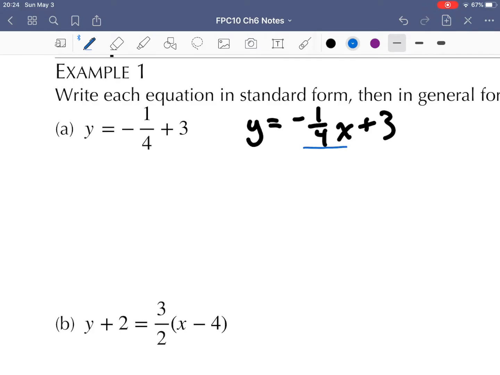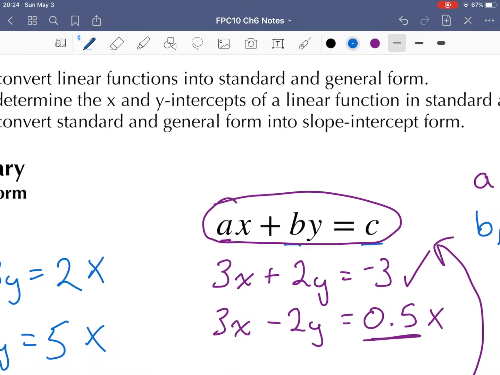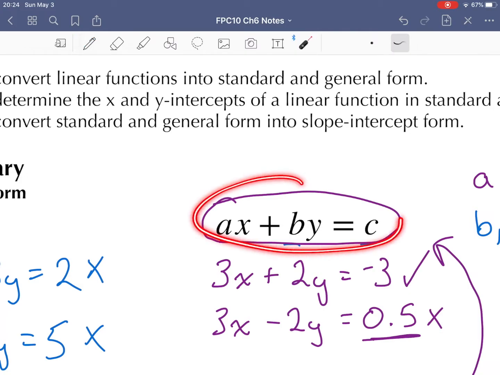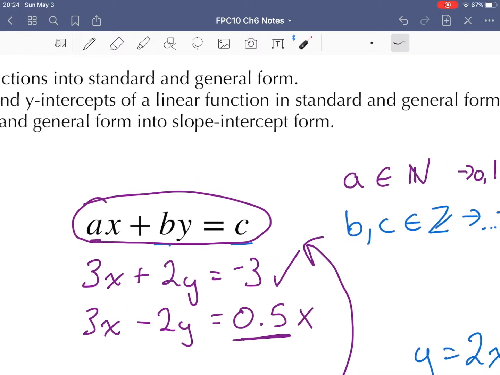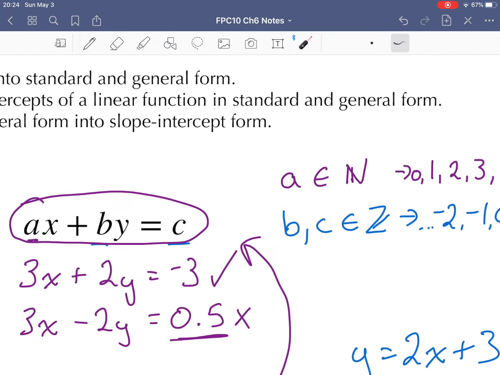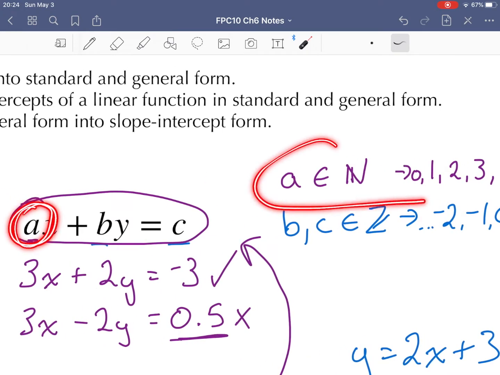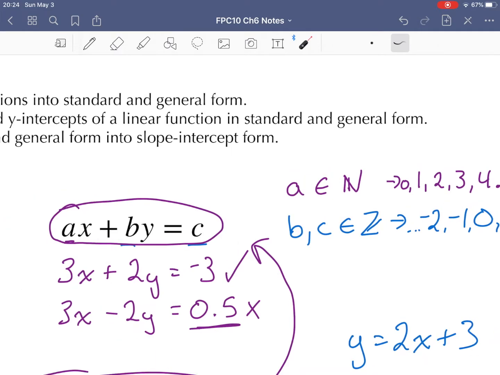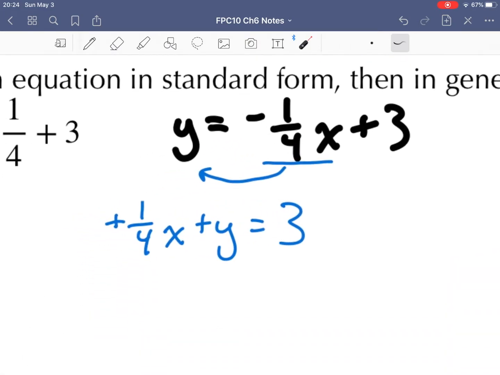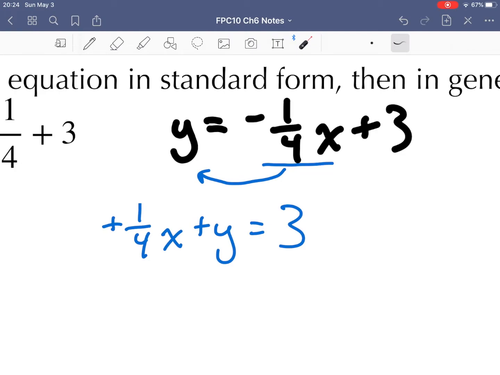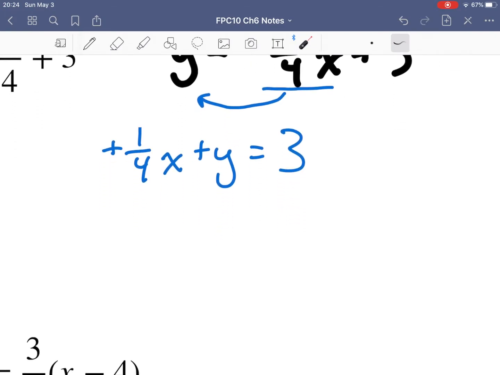So in standard form, we need to get our x's and y's on one side and our constant term on the other side. So we need to move this x over to this side. So it's going to become plus 1/4 x plus y equals 3. All right, so that's good. We're looking a little bit like standard form right here. But now we have to remember the restrictions on our variables. This a in front of x has to be a natural number, a positive natural number.